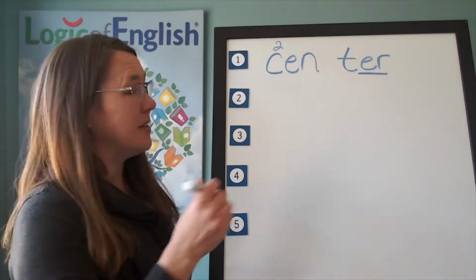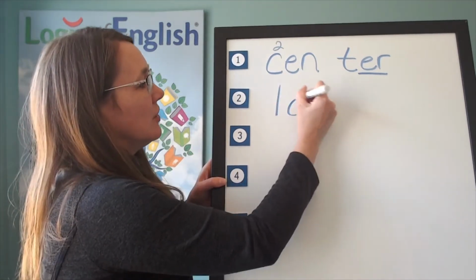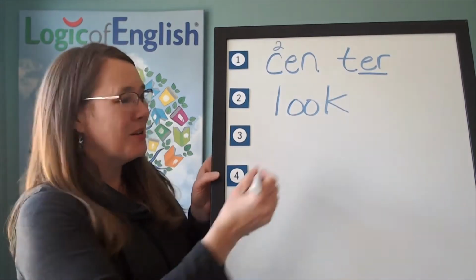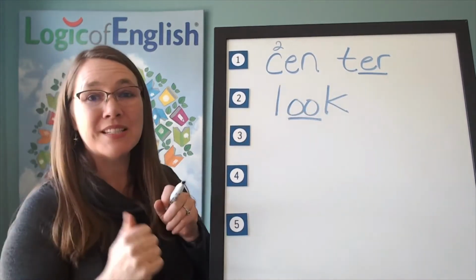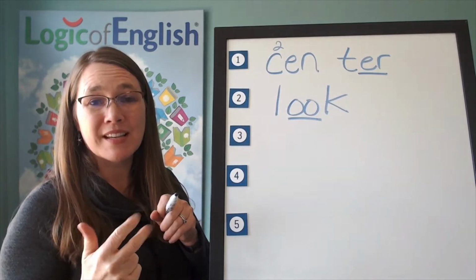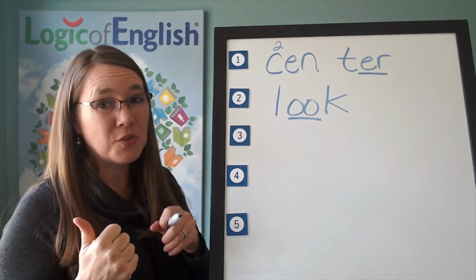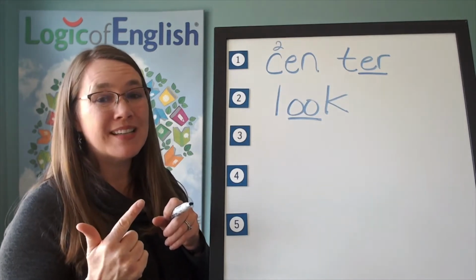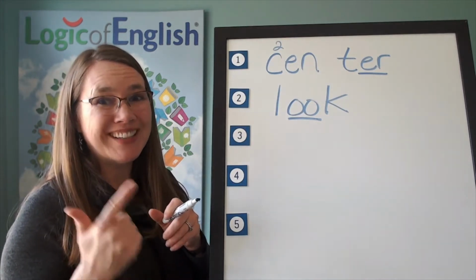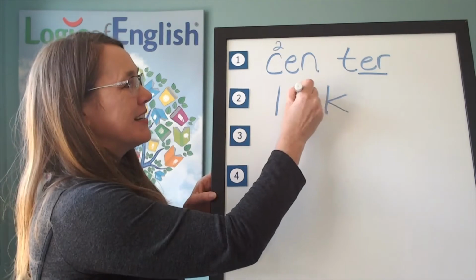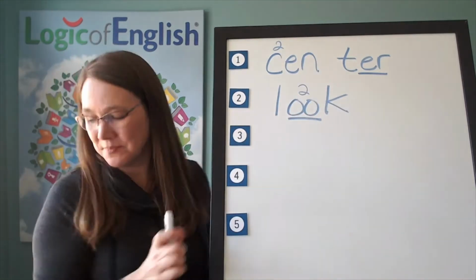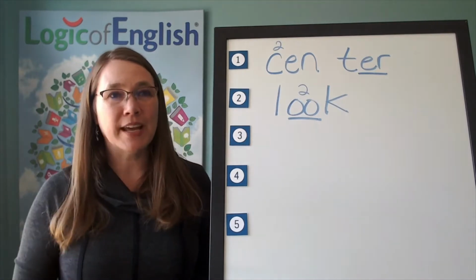Very good. Now help me to write it. K. And how will we mark it? We'll underline the What sound of o is this? Is it the first sound, oo? Does this say Luke? Nope. Is it the second sound, look? You're right. So we'll put a 2 over it. Let's sound it out. K. Look.